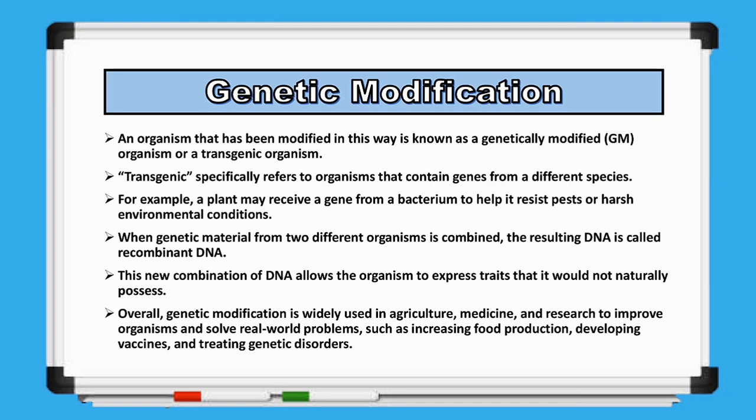An organism that has been altered in this way is called a genetically modified or GM organism, and if it contains genes from a different species, it is known as a transgenic organism. When DNA from two different organisms is combined, it is called recombinant DNA. This allows the organism to show new characteristics that it would not naturally have. Genetic modification is widely used in areas such as agriculture, medicine, and scientific research to solve real-world problems like increasing food production, developing vaccines, and treating genetic disorders.